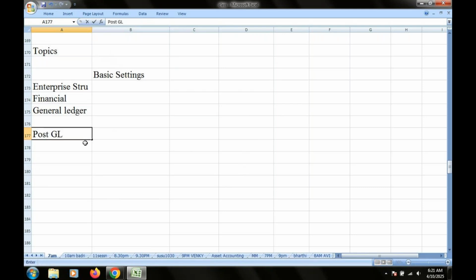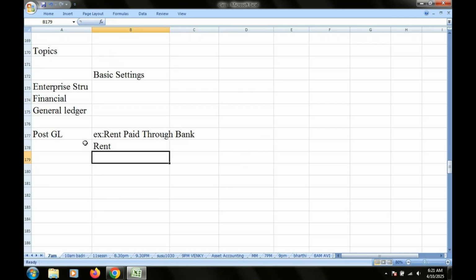The GL entry is nothing but a general ledger entry. For example, how will the GL entry be for: rent paid through bank? Tell me what is debit here, what is credit, Harika? In this transaction, what is debit, what is credit? Bank is credit and rent is debit. Correct.